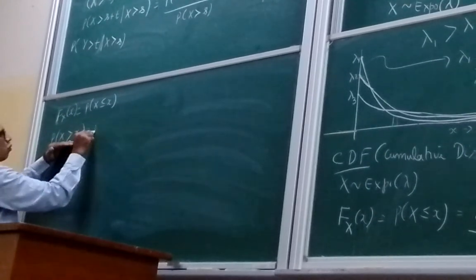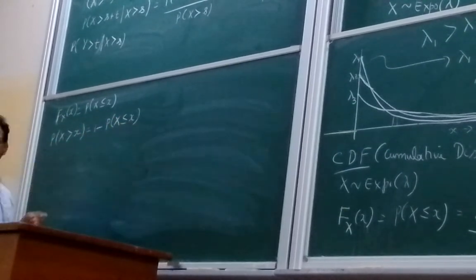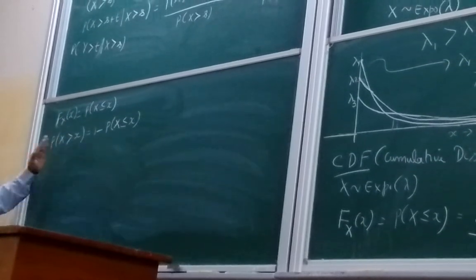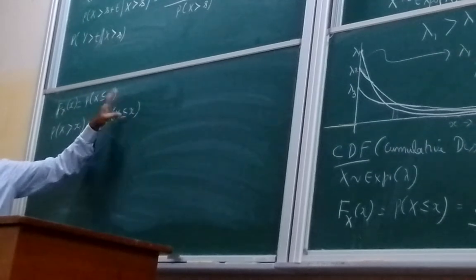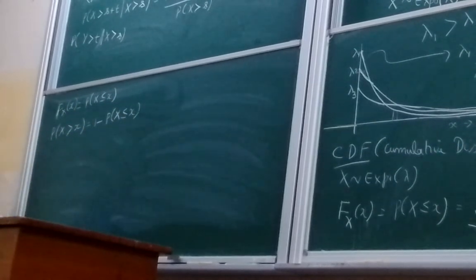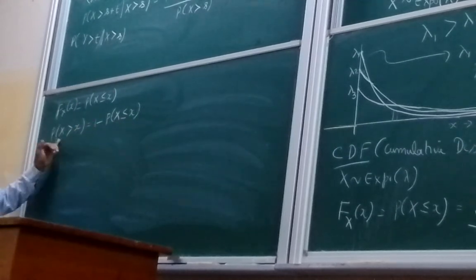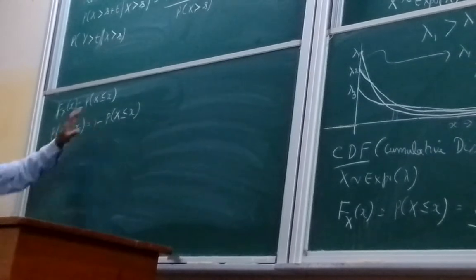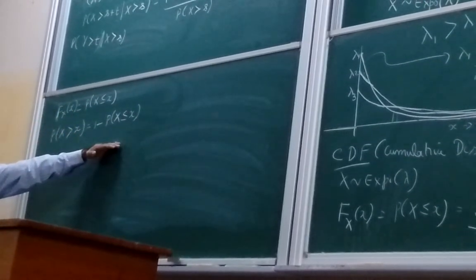That can be written as 1 minus the probability that X is less than or equal to x. The reason is that these two conditions are mutually exclusive and collectively exhaustive. X can be less than or equal to x, or it can be greater than x. There is no other way. So their probabilities have to add up to 1. So this has to be true.